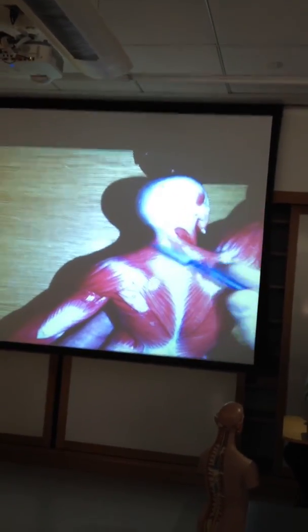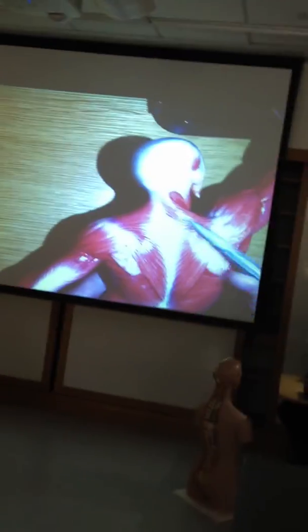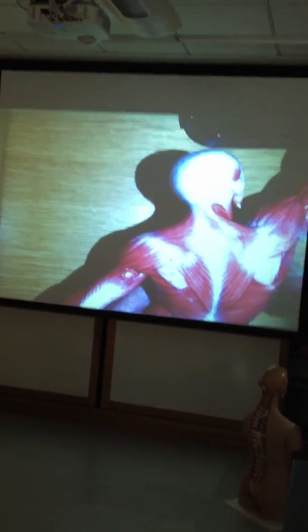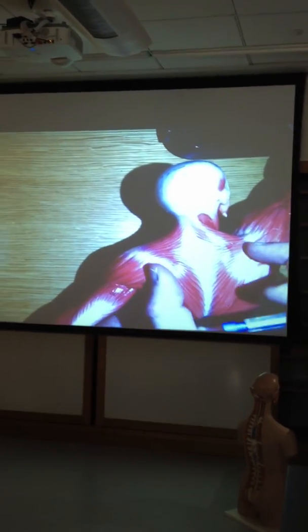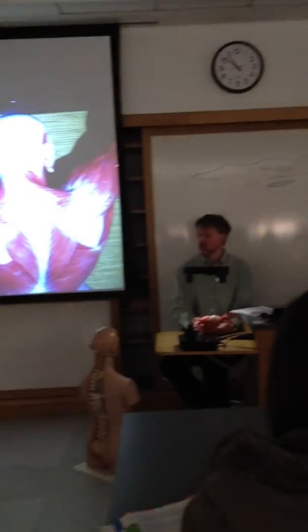Let's see here. What's this one here? That's the trapezius. It's going to shrug the shoulders. Depending on how you contract it, it can also cause you to extend your head and look upward.